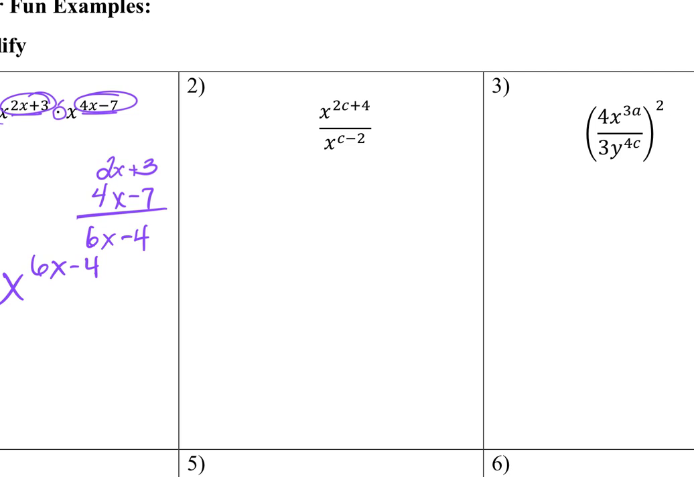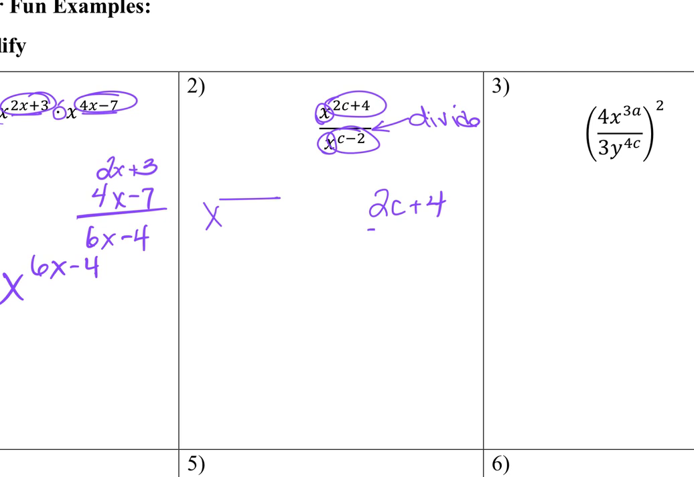Because this is Algebra 2, we have a bit more exciting questions, okay? So when you're dividing here, when you divide, you subtract exponents. So this line right here means divide. Okay, so we know our answer is going to be x, because this is our base, to an exponent. But my exponent is subtracting this one minus this one. So remember, with subtraction, 2c plus 4, I'm going to subtract the bottom one. So the top one stays the same, the bottom one gets subtracted.